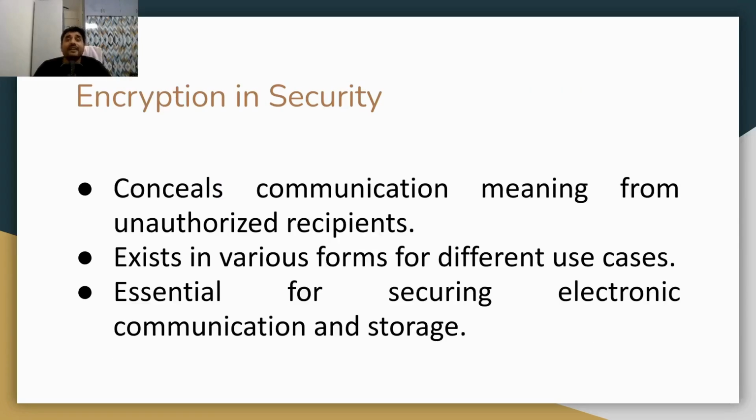And another final fundamental thing in security is encryption. This is where confidentiality is of ultimate importance. People always tend to follow encryption. It can conceal communication from unauthorized recipients. It exists in various forms for different use cases, like data at storage, data in use, data in communication, or any level. Generally we see it most of the time in communication as well as storage. So these are the various protection mechanisms which are very important.